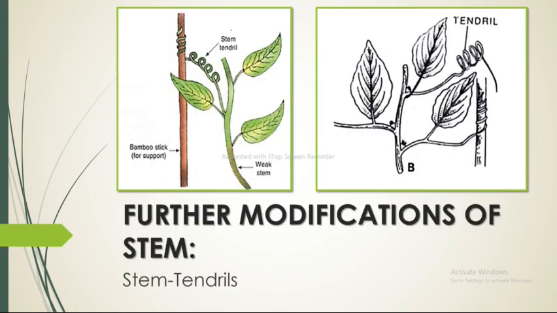So further modifications of the stem includes the stem tendrils. In the first figure, you can see this is stem tendril. This is weak stem, and this is bamboo stick for the support. In the second figure, you can see this is the tendril as shown in the figure.